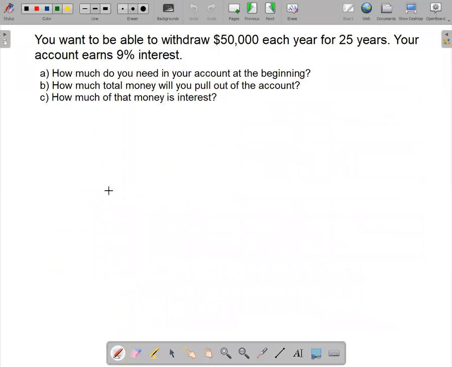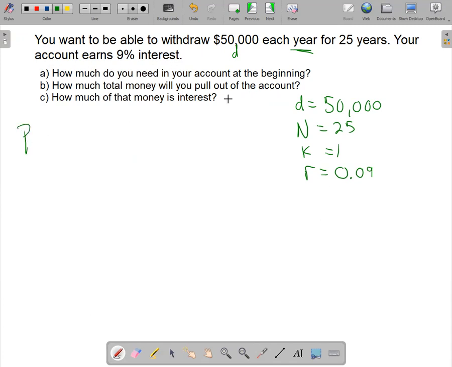So this is a payout annuity, which is a retirement fund that we're pulling out of. My withdrawal, that is my D. So I have D, it's 50,000. 25 years, that would be my N. I'm doing it each year, so that means my K is 1, which is nice. And my R is 9%, or 9/100ths. And so then I need that PN formula because I know D.